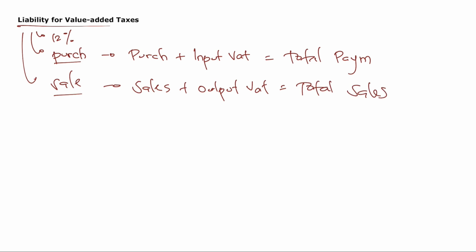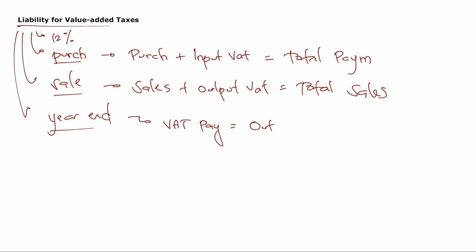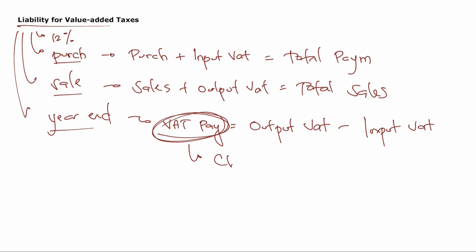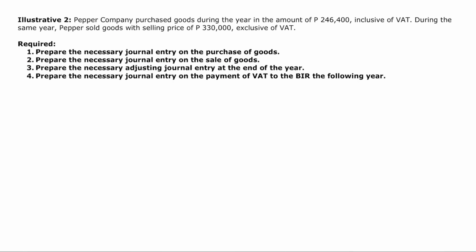Okay? Then finally, at year end, there is an adjusting entry. What's the adjusting entry? That's to compute the VAT liability or VAT payable. Paano makompute yan? Well, VAT payable will only be equal to output VAT minus yung tinatawag natin na input VAT, and then that's it, no? Kapag unpaid ito or hindi siya binayaran at year end, see to it na magiging part po yan ng current liability natin. Okay? So, para mas magets mo yan, punta tayo sa illustrative problem number 2.